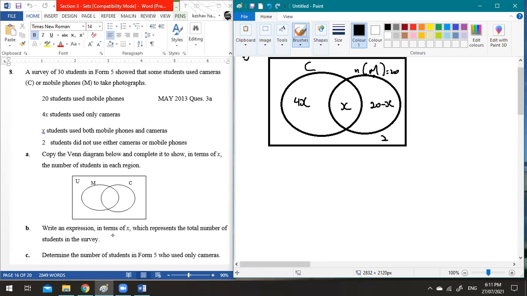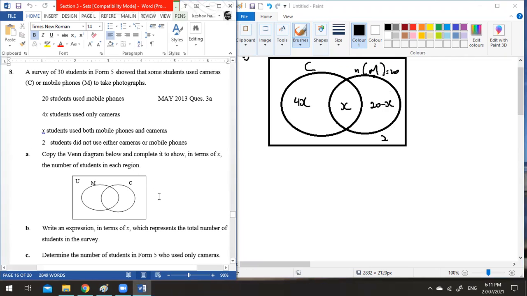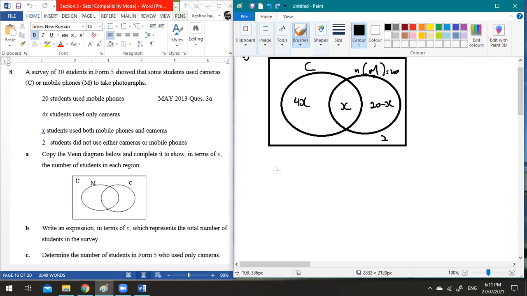Write an expression in terms of x to represent the total number of students in the survey. So again, an expression doesn't have an equal sign, so it will be 4x plus x plus 20 minus x plus 2. Oops, not 22. And C, determine the number of students in Form 5 who use only cameras.